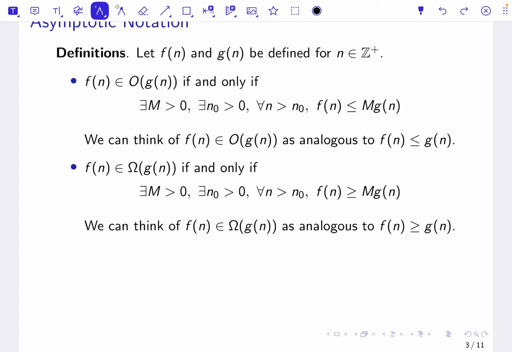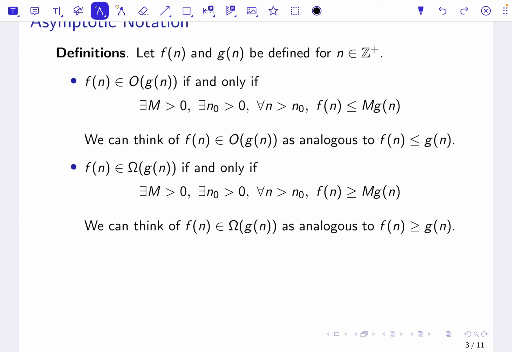So if f of n is in big O of g of n, then there exists an m greater than 0 and an n naught greater than 0, such that for all n greater than n naught, f of n is less than or equal to m times g of n. Wow, that's a lot of symbols. Probably not much actual meaning.